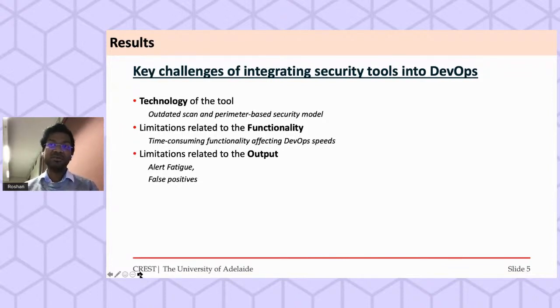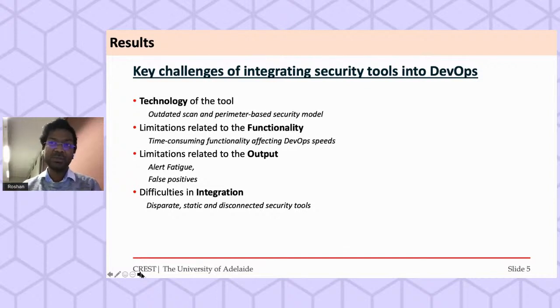For example, they discussed how the scan and perimeter-based security model of the existing established tools is not suited for DevOps. In the next two themes, they discuss limitations related to functionality, and limitations related to output, such as false positives. As the final theme, they discussed that these tools are very difficult to integrate with other security tools, and with the most important tool pipeline in DevOps. As a reason for this situation, practitioners pointed to the fact that many of the current established security tools are disparate, static, and disconnected.